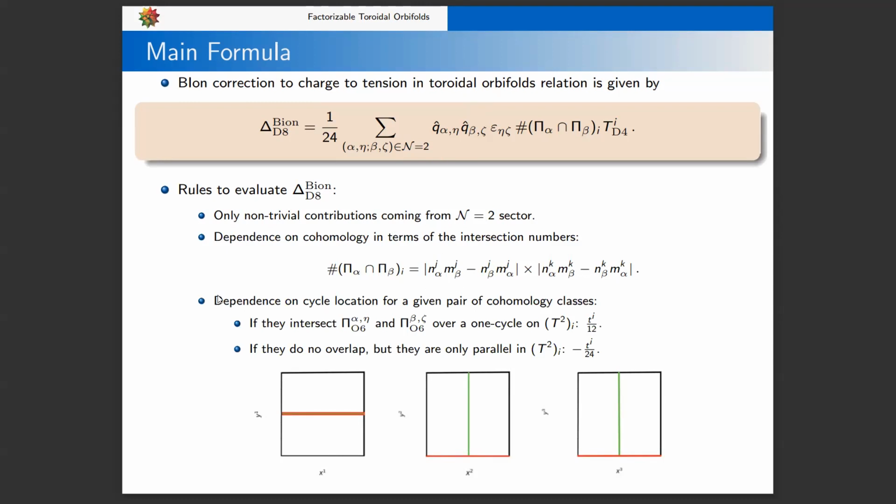So finally, the dependence on the choice of representative in the homology class of the cycle comes in terms of this factor epsilon. This factor epsilon is either 2 when the 1-cycles are actually intersecting over the third torus, or it's -1/2 when they run parallel to each other at a certain distance. This is very important, since we see that depending on the choice of distribution of D-branes, we can have either a positive contribution that supports the weak gravity conjecture or a negative contribution that goes against it.